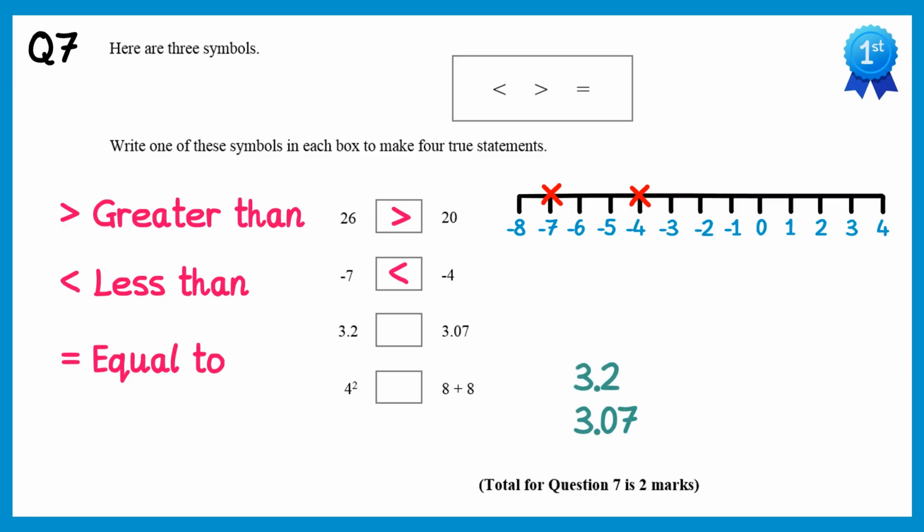For this next one, it's easy to write these out one on top of the other, like this. If you then look down the columns, they both have a 3 here, that's the same, so move to the next one, and we have a 2 and a 0, which means the 3.2 must be greater, because 2 is greater than 0. So we put a greater than sign. And for the last question, 4 squared equals 16, since it's 4 times 4, and 8 add 8 is also 16, so we'd use an equal sign.